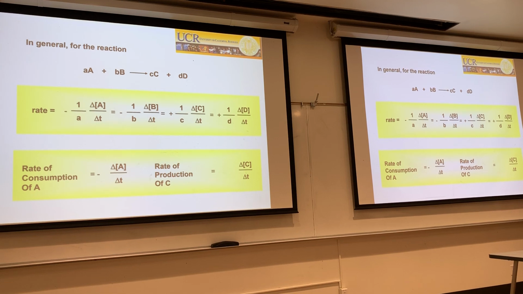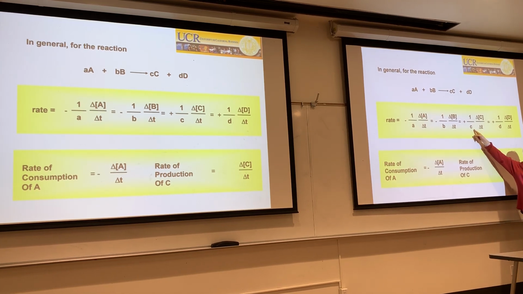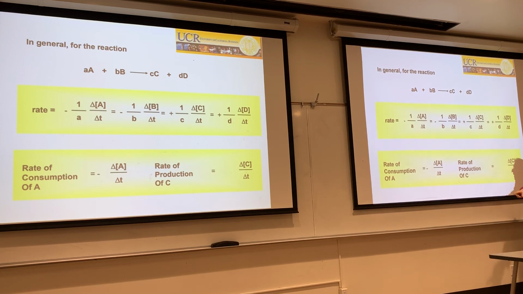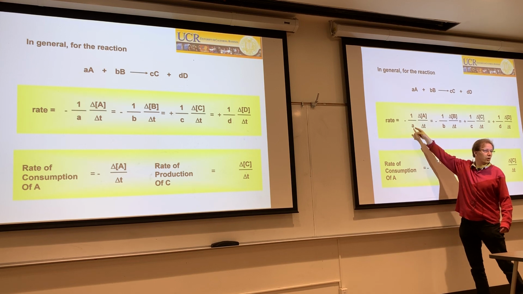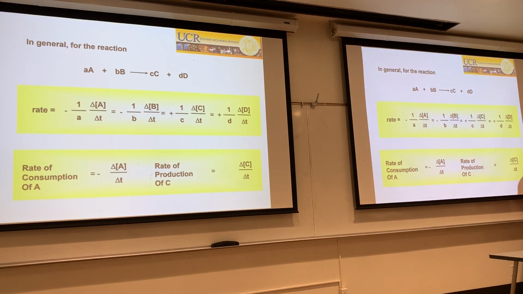So between the rate of the reaction and the rate of the production, there is this 1 over C factor which differs between them, and for the rate of consumption, there's a minus 1 over A factor which is different to the rate of the reaction. Don't stumble over those things.